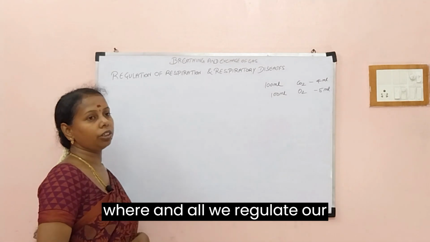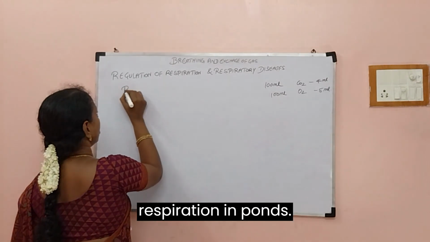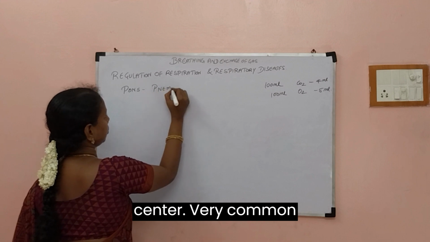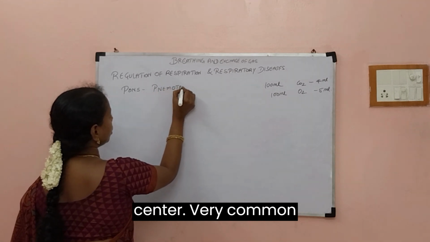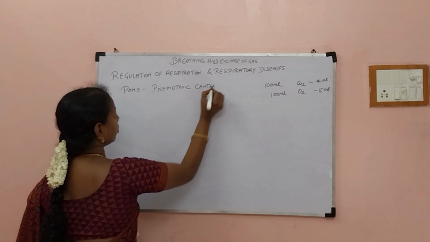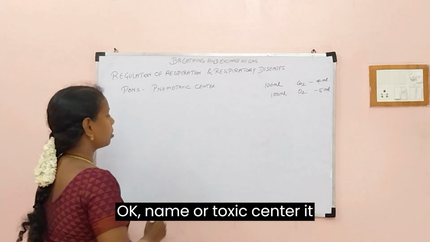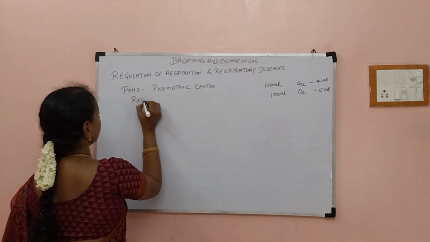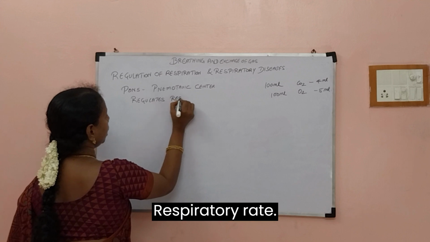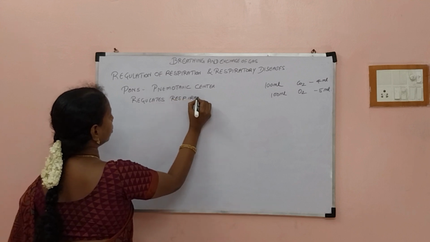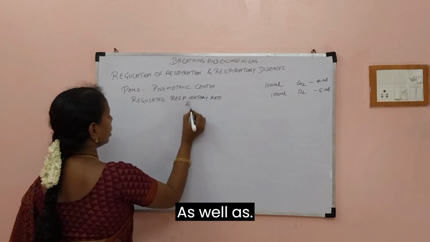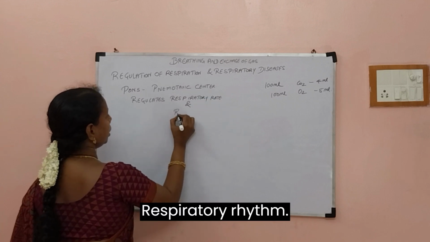Now, where all do we regulate our respiration? In the pons, we have a pneumotaxic center. Very common question, children: where do we find a pneumotaxic center? The pneumotaxic center regulates respiratory rate as well as respiratory rhythm.